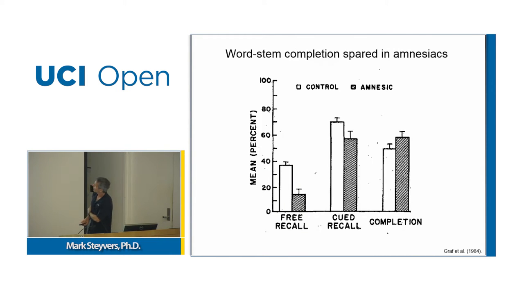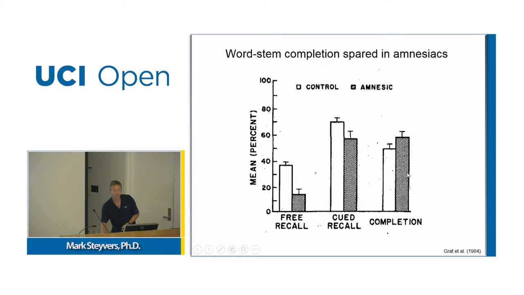So here are the results. The bars on the right-hand side show the results for this cued recall and this completion task for the controls and amnesics. In the cued recall task, the controls are better. They can form more words than the amnesics. Totally not surprising, right? Amnesics can't remember very much. They can't form new memories very well. And we'll talk about anterograde amnesics, for which this is the case. So of course you'll get this distinction because that's their problem. They can't remember specific episodic memories.